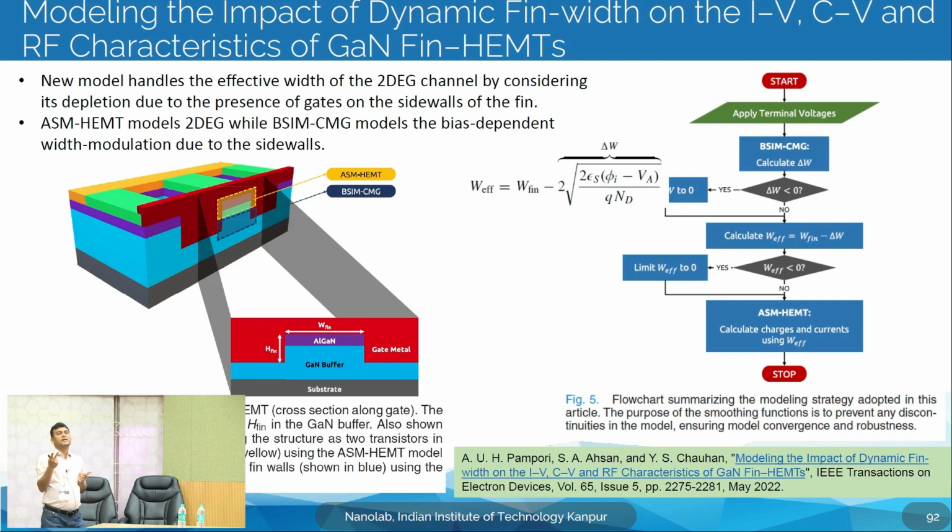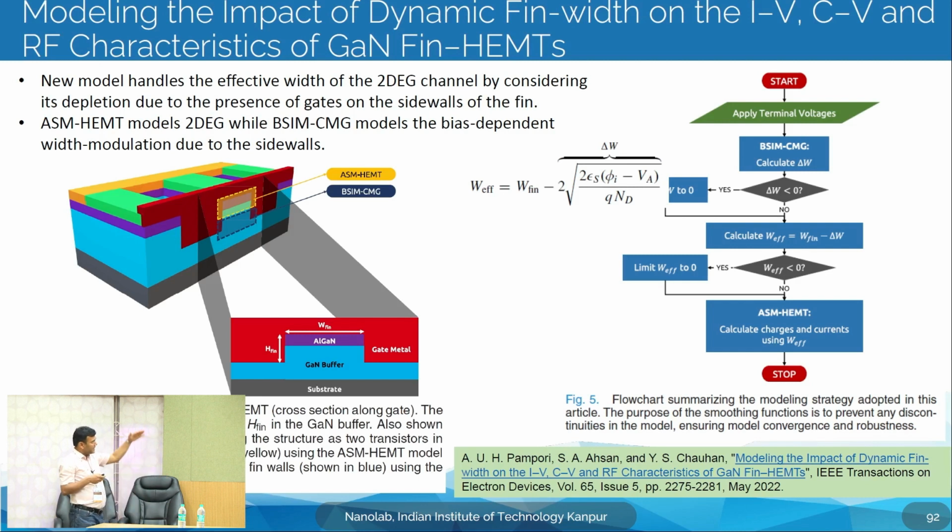So, what we did, an engineering approach: we took 2 industry standard models, one is the ASM HEMT, the other one is the BSIM CMG model. Note that this depletion effect has to be captured because the effective width of the 2DEG channel is affected by depletion due to the presence of the side walls of the fins, right. So, ASM HEMT is modeling the 2DEG, while the BSIM CMG is modeling this bias dependent width modulation due to side walls, right.